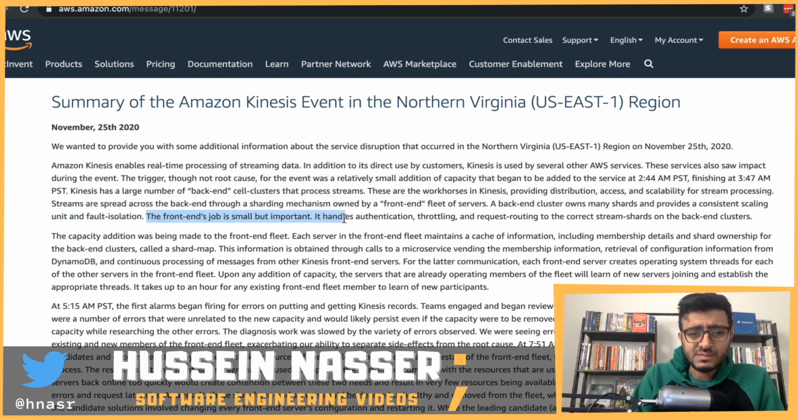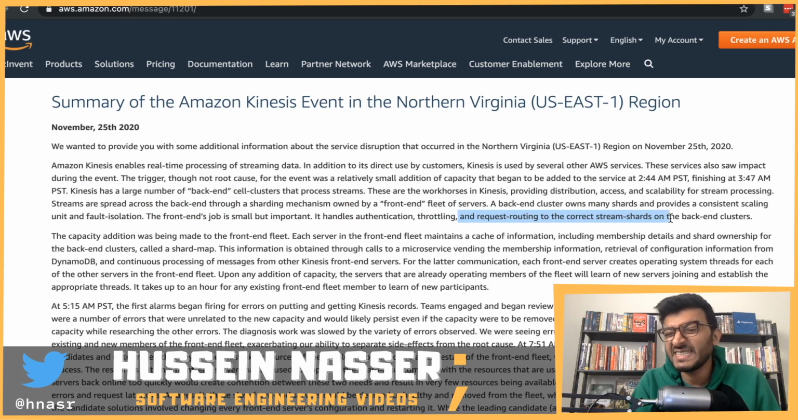The front-end job is small but important. It handles authentication. That's something I didn't explain. So it authenticates. It throttles, which they actually implemented during the outage. They throttle everyone, and request routing to the correct stream shard.